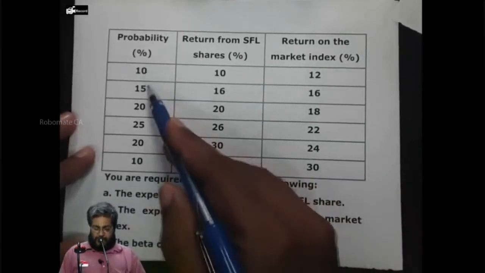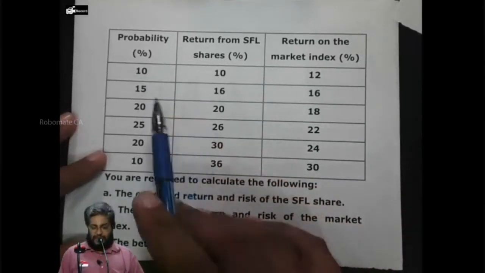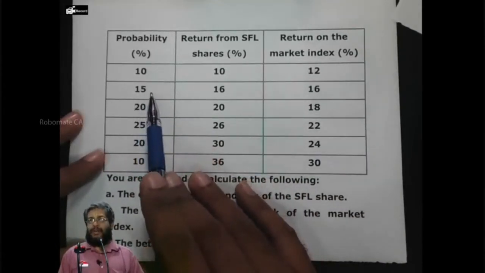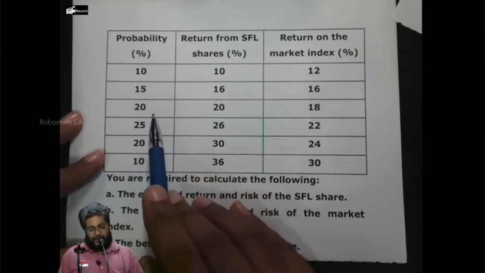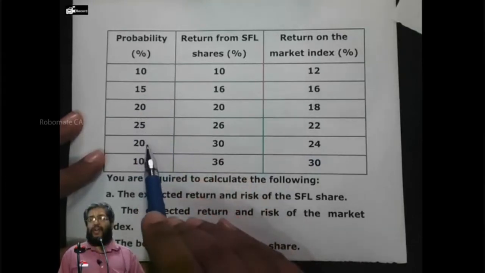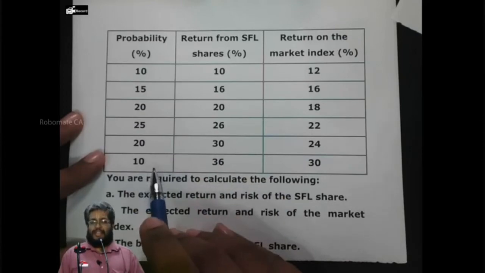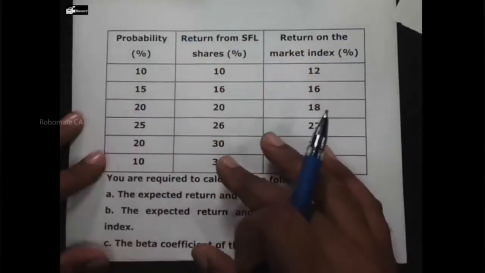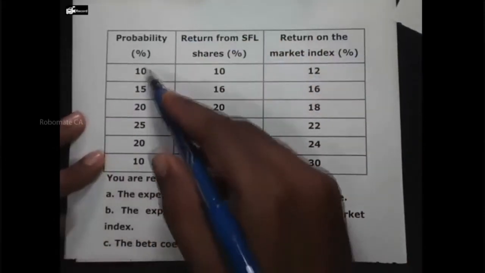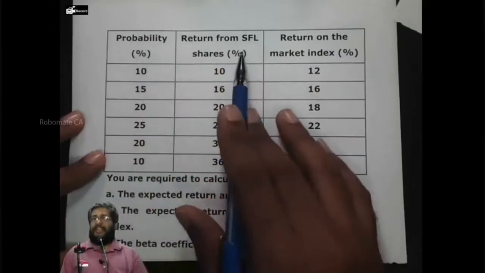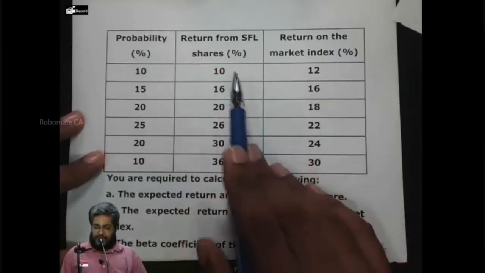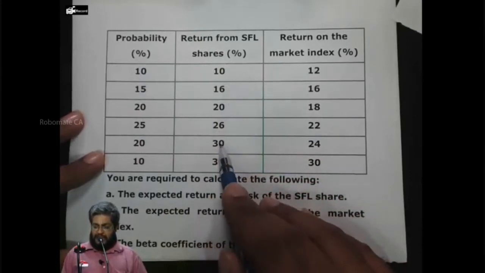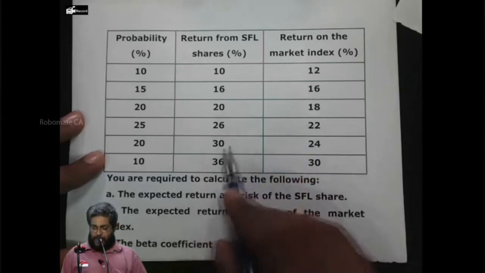There can be 6 scenarios. Scenario 1 has a probability of 10%, scenario 2 a probability of 15%, scenario 3 20%, scenario 4 25%, scenario 5 20%, and scenario 6 10%. These are all the 6 scenarios that may happen, we believe, and a probability is given for each. If these scenarios happen, the SFL share is expected to give a return of 10%, 16%, 20%, 26%, 30%, and 36%. Tell me, what is 26?